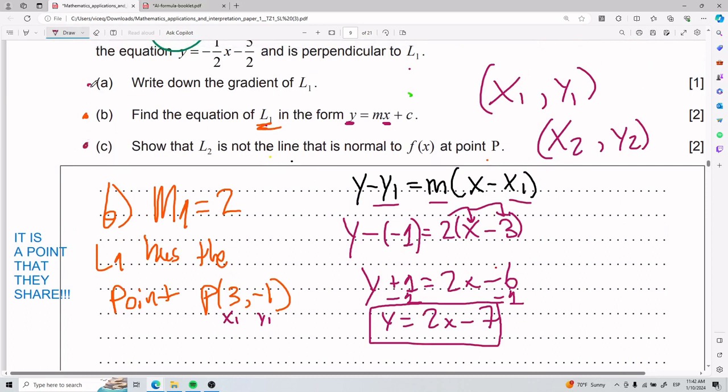And now, last but not least, for part C, we have that show that L2 is not the line that is normal to f of x at point P. Ladies and gentlemen, there's probably 90% of you that are thinking, what? What do you mean normal? What's happening? Guys, I got it.